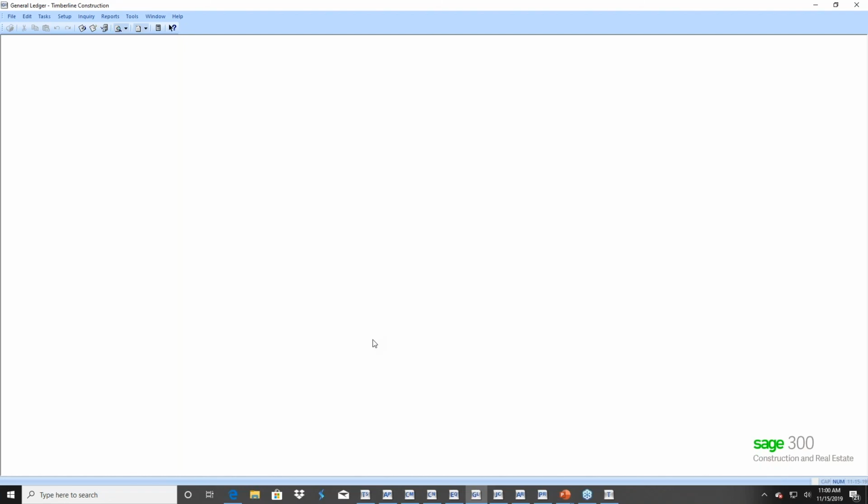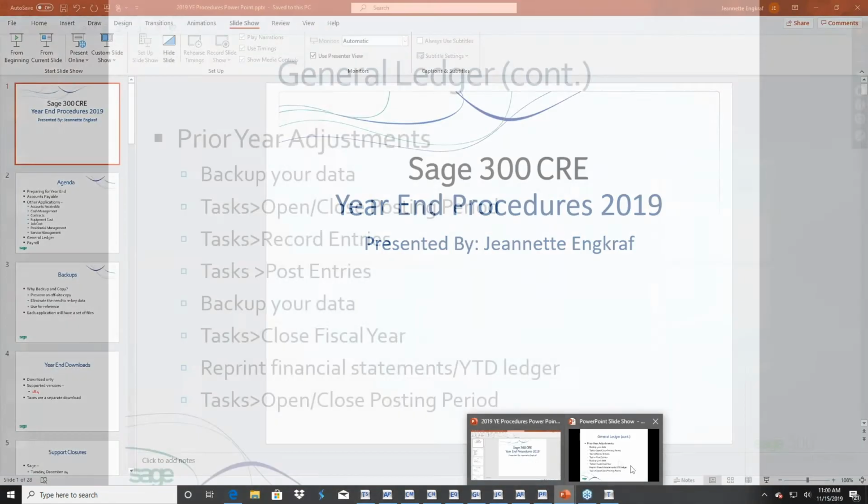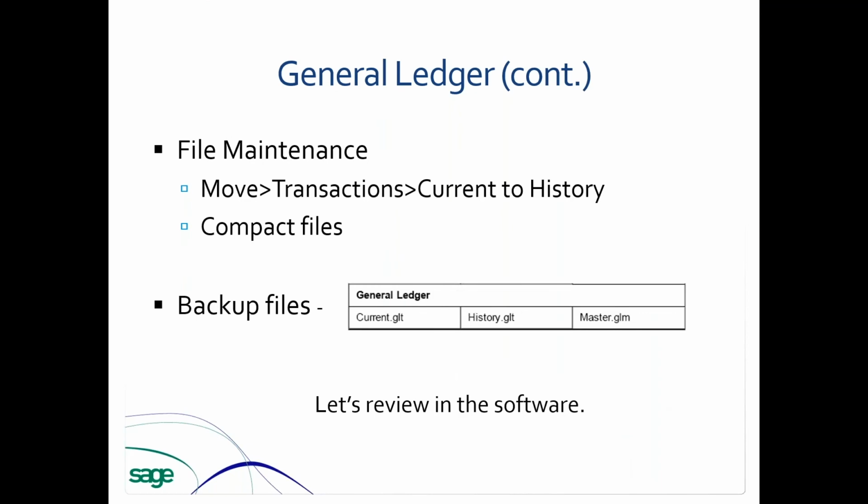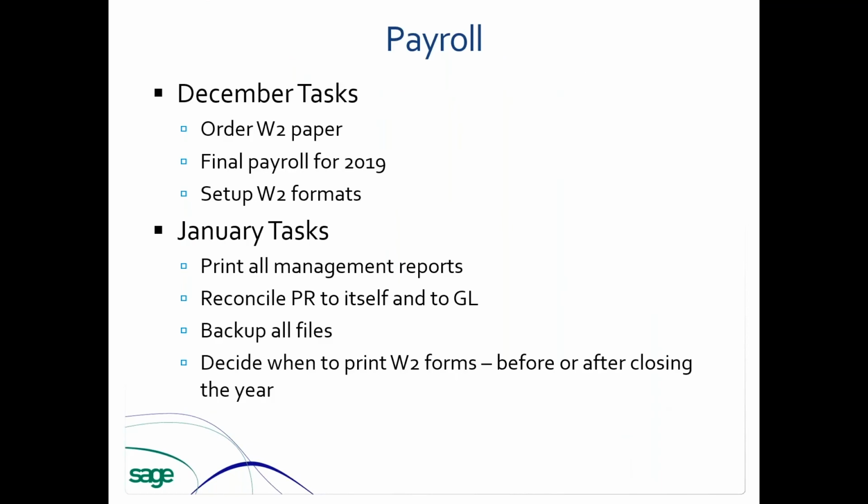All right, so now the last application that we're ready to take a look at is payroll, which will be back at the beginning of your year-to-date or your year-end processing guide, starting on page 10. Okay. So December tasks, what you're going to want to make sure that you do is if you are printing the copies for the employees, make sure that you have your paper.